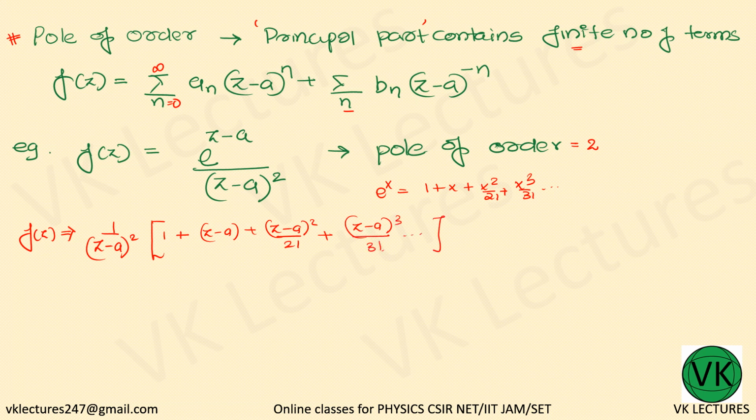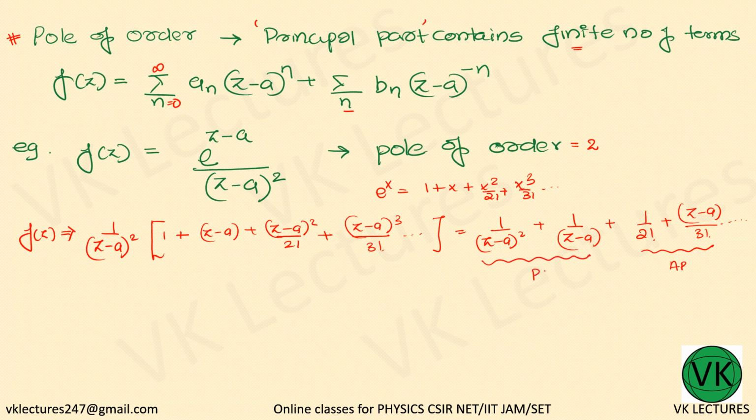Just multiplying by 1 by z minus a squared, what you get is 1 divided by z minus a squared plus 1 by z minus a plus 1 by 2 factorial plus z minus a by 3 factorial, etc. It goes on. So this is the analytic part now, and these first two terms are the principal part. So we can see that there are only two terms in the principal part, while the analytic part contains a larger number of terms.